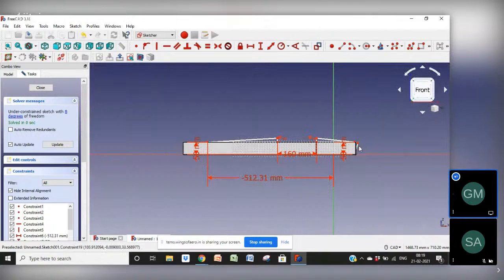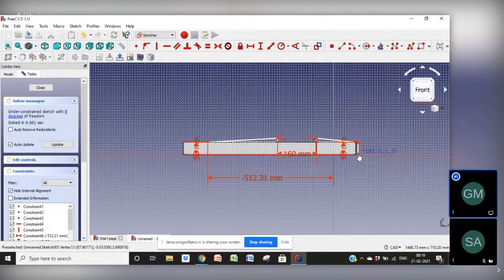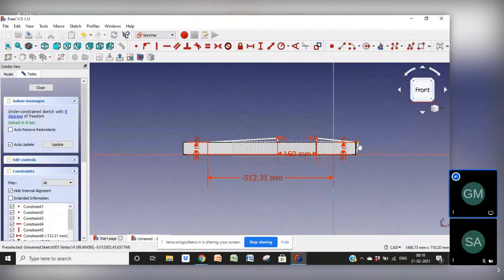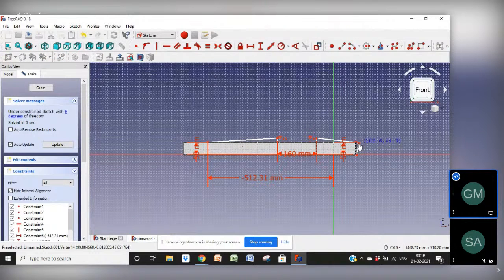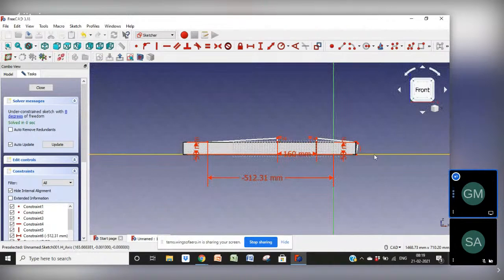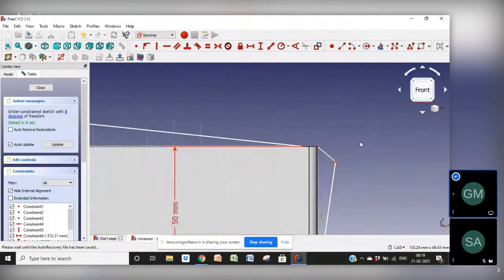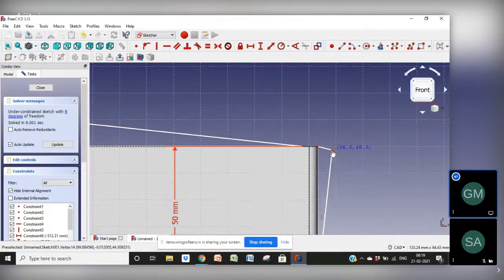Just a bit slanting so that the air coming on the propeller will... I'm zooming it so that I could make it in a better way. Just a little bend is required here, about 1 degree or two.